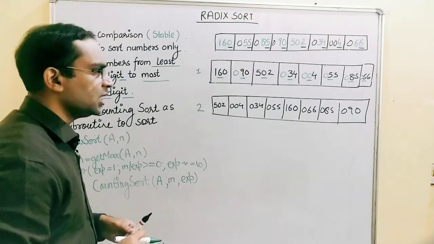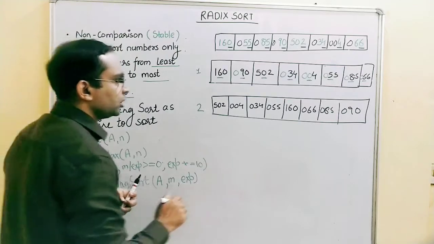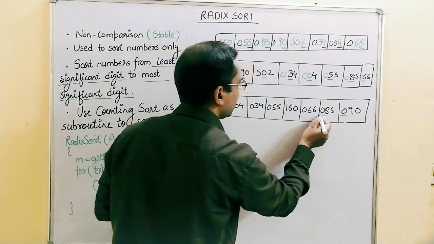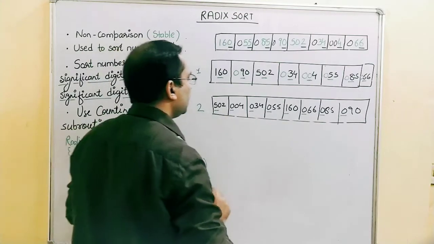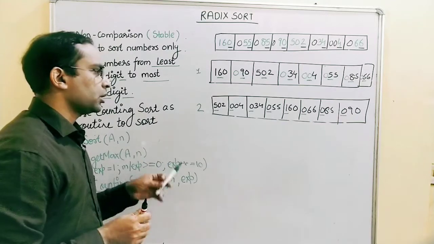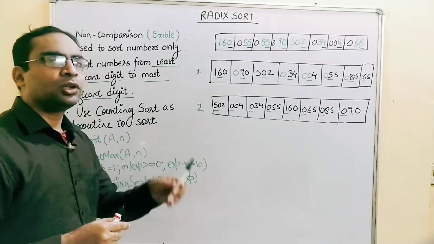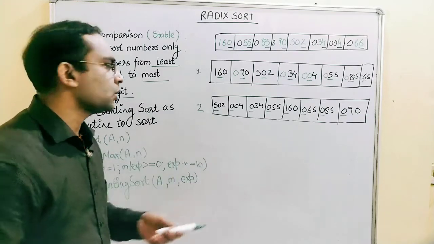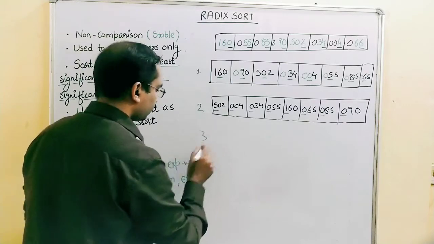Now the third pass, this will be the last pass, and we'll have the sorted array. This will be done on the basis of the hundreds place, that is the most significant digit. So now we'll consider the most significant digit and we'll apply the counting sort and sort this. If you are not aware of how counting sort is done, you can watch my video on counting sort. So let's do the third pass and obviously the final pass.